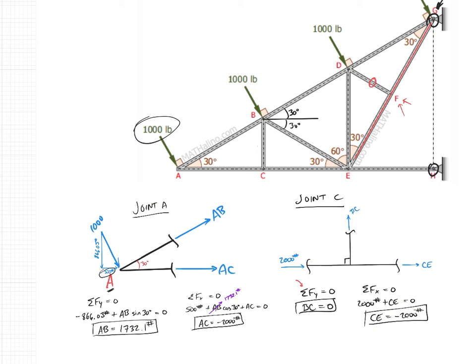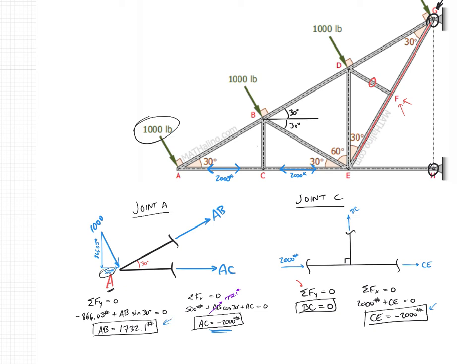Okay, now I'm going to draw my answers on here. AC was negative, so that means it's compressive, which means AC is pushing against that joint with 2,000 pounds. We also discovered that CE was compressive, so it's pushing on this joint with 2,000 pounds. So it happens that that's one of the answers we're looking for.